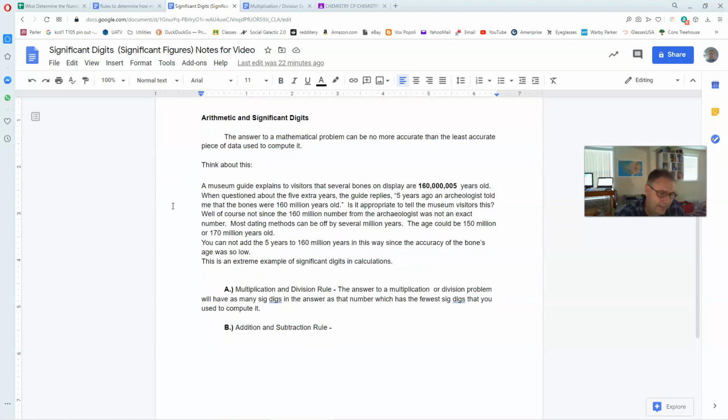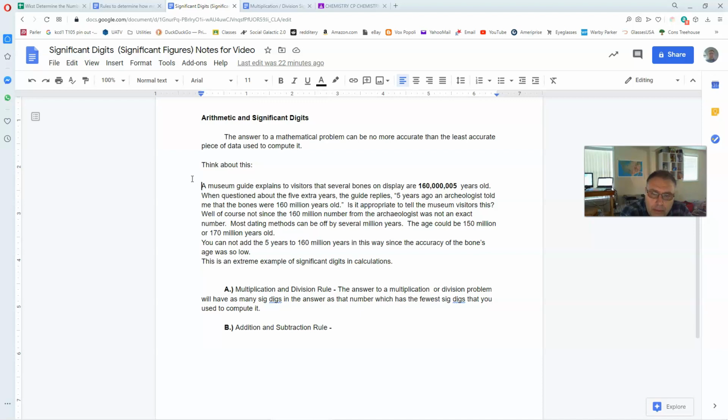All right, here's an example that might drive this concept home to you a little bit, I hope anyway. Let's just read through this real quick. It says a museum guide explains to visitors that several bones on display are 160,000,005 years old. When questioned about the 5 extra years, the guide replies, 5 years ago, an archaeologist told me that the bones were 160 million years old.